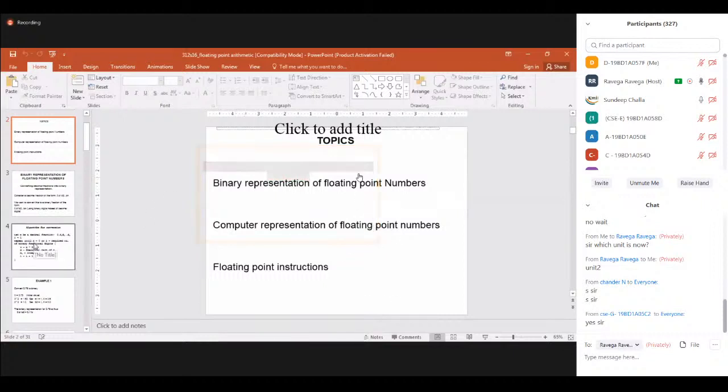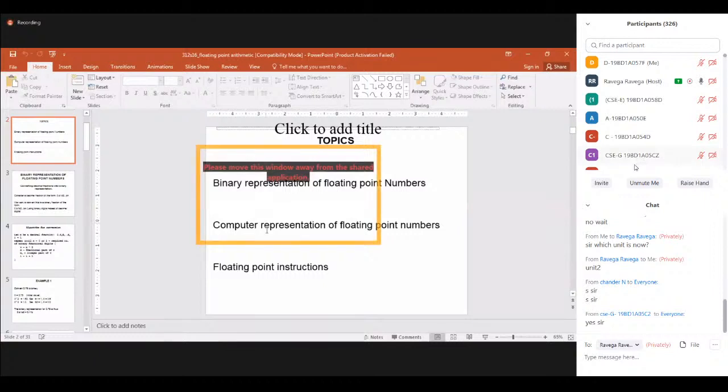Well, so today's topic is about binary representation of floating point numbers and computer representation of floating point numbers, as well as floating point instructions, right? So we will see what are those.